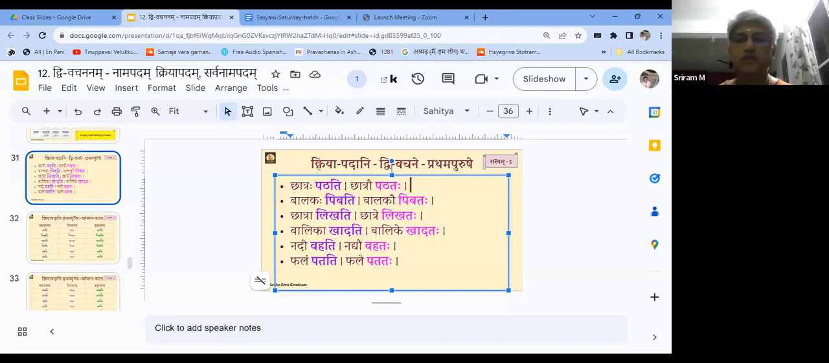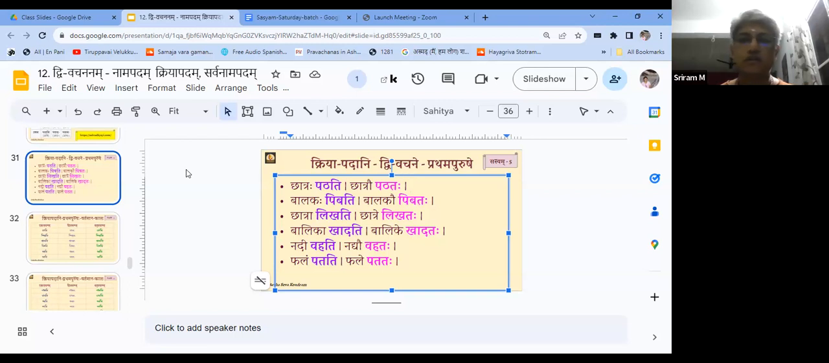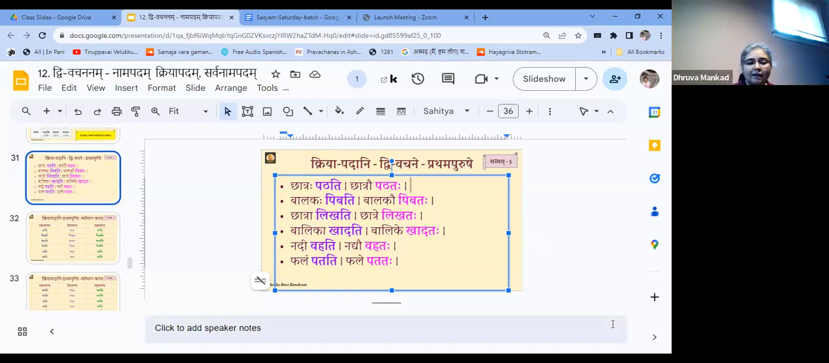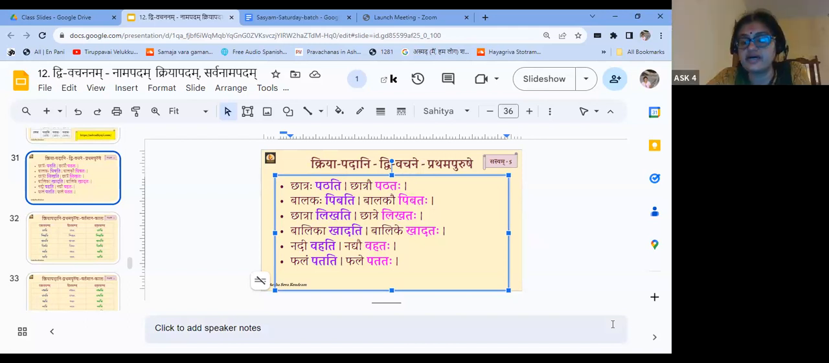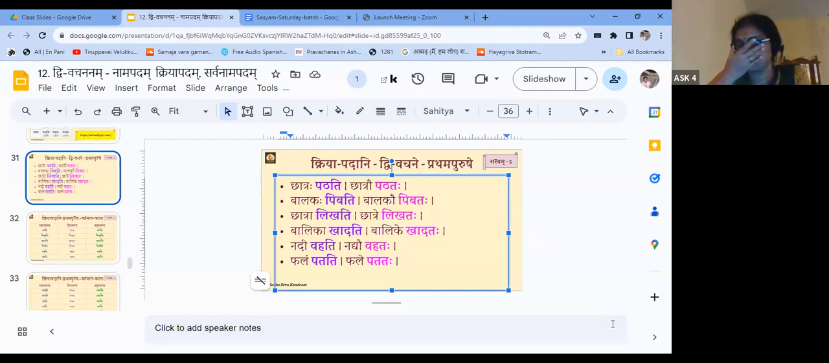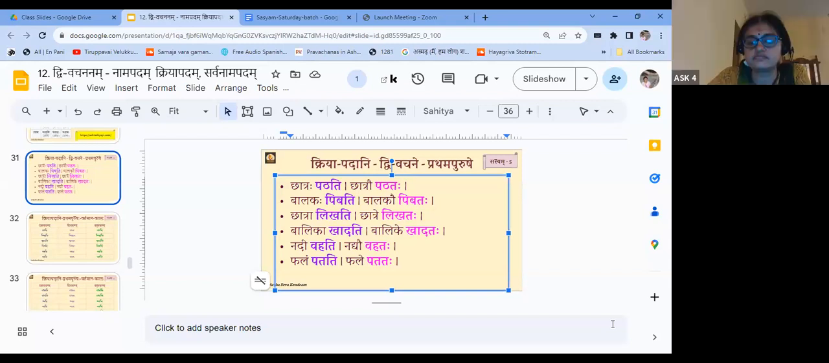Sri Mahodaya. बालकः पिबति, बालकौ पिबतः, बालकाः पिबन्ति. One boy drinks, two boys drink, many boys drink. अस्तु. ध्रुवा महोदय. छात्रा लिखति, छात्रे लिखतः, छात्राः लिखन्ति. सम्यक्. रोहन महोदय. बालिका खादति, बालिके खादतः, बालिकाः खादन्ति. सम्यक्. So बालिका खादति, one girl eats, बालिके खादतः, two girls eat, बालिकाः खादन्ति, many girls eat. अस्तु, धन्यवादः.